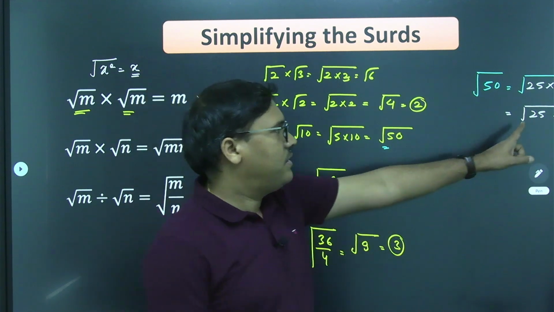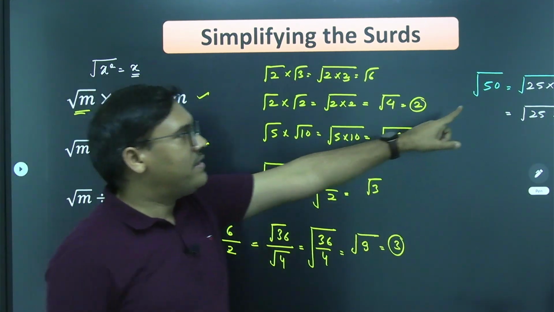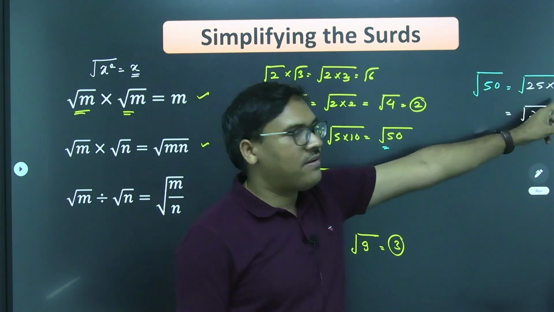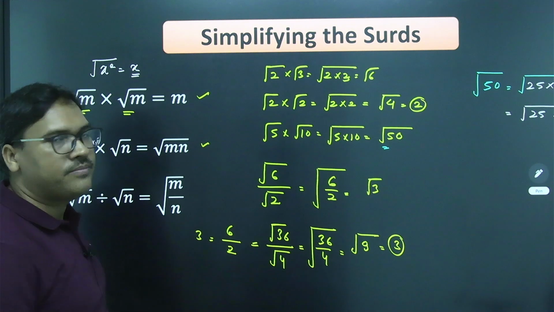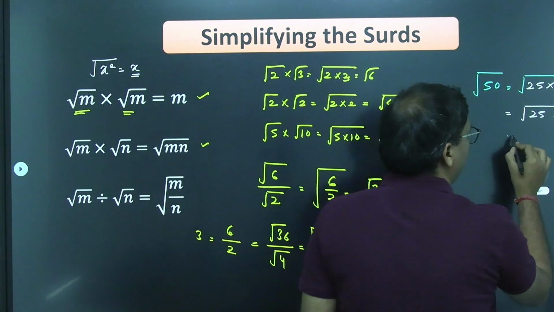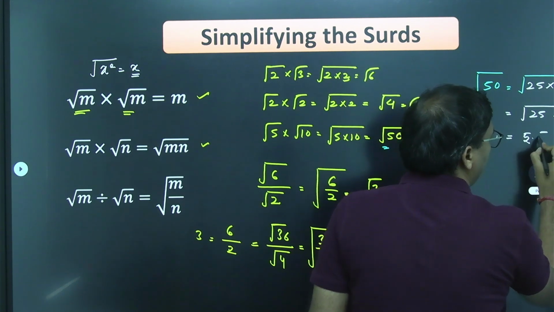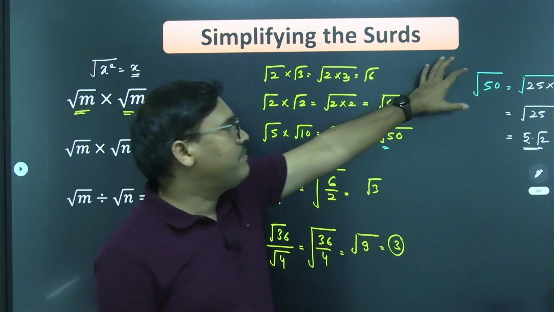So now you see, what we have done is, we have written 50 as 25 into 2, which is root 25 into root 2, correct, using this property. Just broken this, right? What is root 25? This is 5. So I will write this as 5 into root 2. So that is the answer for this question. This is the simplified form of this.